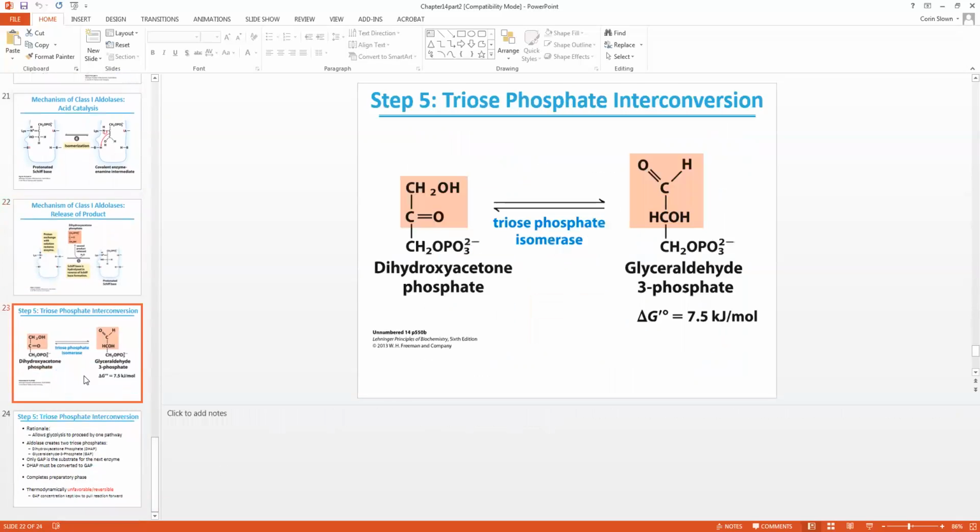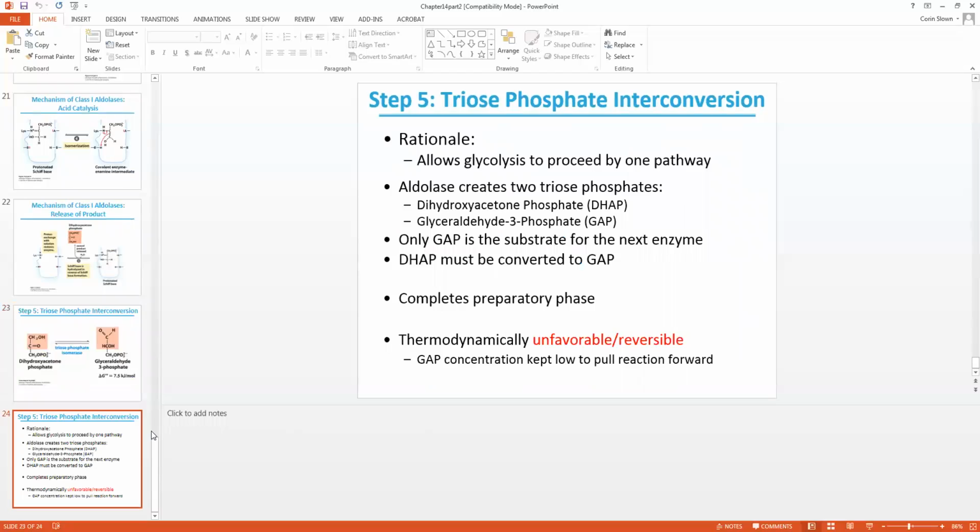In step 5, we see the conversion of dihydroxyacetone phosphate to glyceraldehyde 3-phosphate through, again, an isomerization reaction. Again, this delta G is positive, 7.5 kilojoules per mole. So this is what allows glycolysis to proceed via one pathway. Aldolase creates 2 triose phosphates, the dihydroxyacetone phosphate and the glyceraldehyde 3-phosphate. Only the glyceraldehyde phosphate is the substrate for the next enzyme.